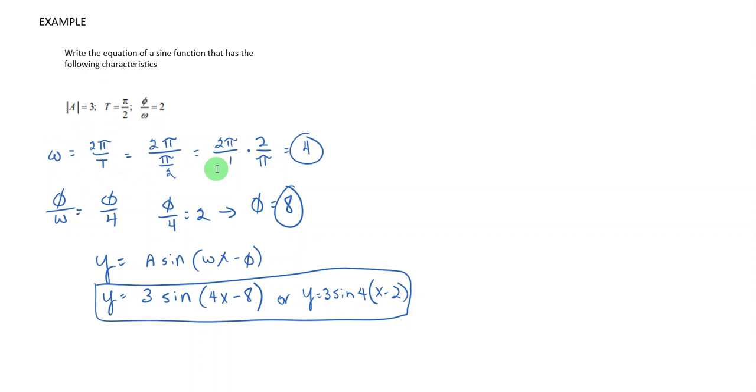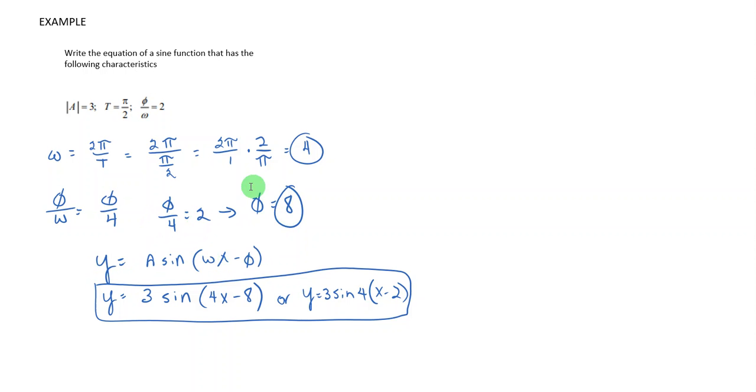There's that formula. And so when I do that, I have 2 pi over 1 times, flip this, 2 over pi. Pi's cancel out, and I end up with 4. So my W is going to be 4. The phi over W is equal to phi over 4, because my W I now know is 4. Phi over 4 is equal to 2. I got that here. And I'm coming up with my phi, because I need to fill in all these pieces in the function, the generic form. So that if I multiply 4 over there, I get 8.